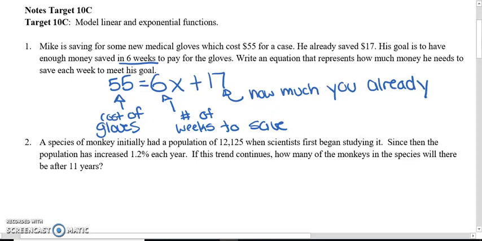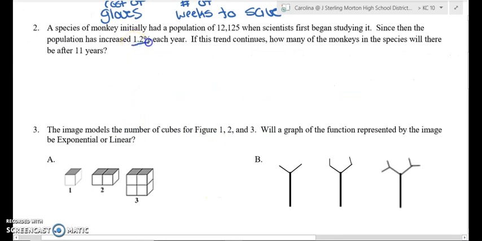Number 2, a species of monkey initially had a population of 12,125 when scientists first began studying it. Since then the population has increased 1.2% each year. If this trend continues, how many of the monkeys in the species will there be after 11 years? Because it's a percentage, that gives us the clue that this is an exponential function. So since it's exponential, we're going to use the formula y equals a sub 1, parentheses, 1 plus or minus r, to the x power.